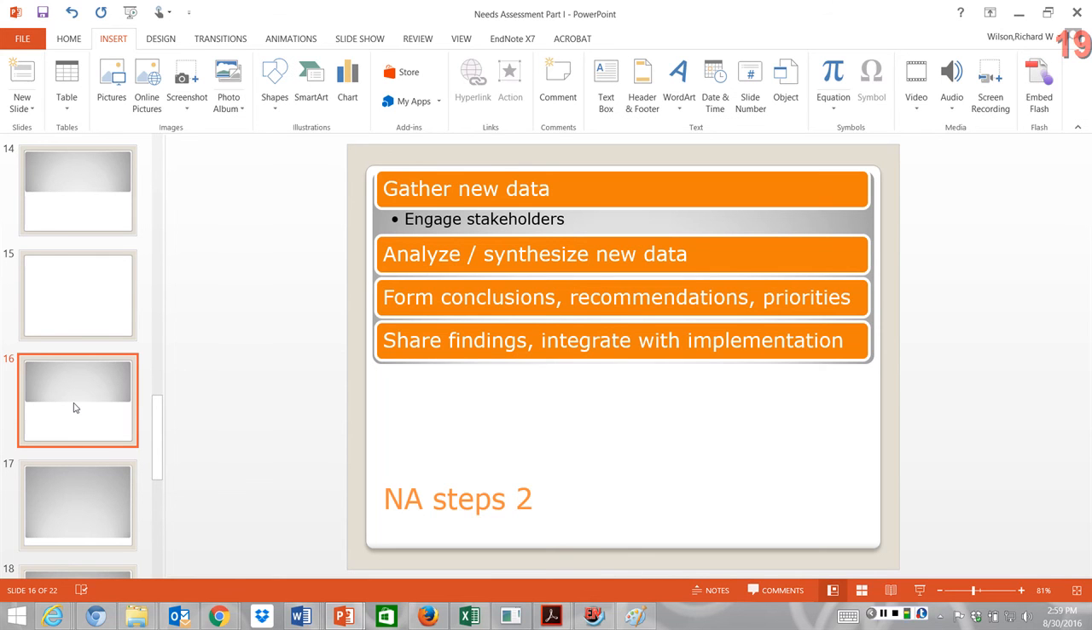In the case where you don't have all of the existing data you want, then we're going to gather some new data, and that will also include engaging stakeholders. There's actually a part 2 of this webinar, and in part 2 we'll go into quite a bit of detail about where you can get existing or new data.